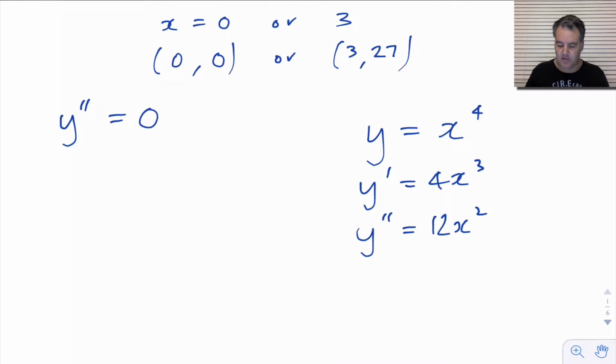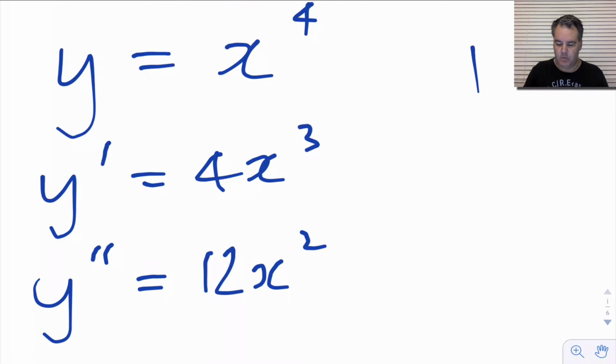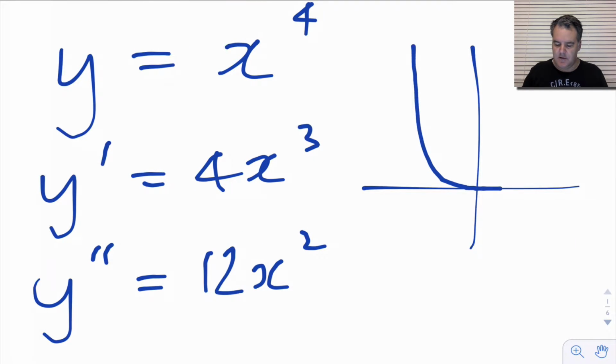No, in this case, if you were to draw y equals x to the 4, you just get a parabola-like shape that's kind of flattened out at the bottom. That is not a point of inflection. x equals 0 right here is a minimum turning point.